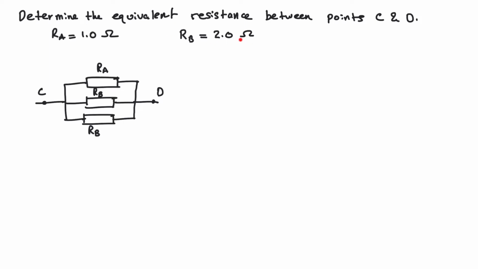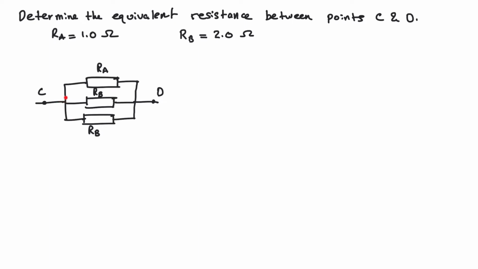We know that RB is larger than RA, so most of the electrons will actually choose the path of least resistance and go through A. Some will go through B, some will go through this other B. Probably a similar number of electrons are going through here, but more are going through here. But we're not even asked for the electrons, we're only asked for the equivalent resistance. Because the electrons are splitting between these paths, these 3 paths are actually connected in parallel.